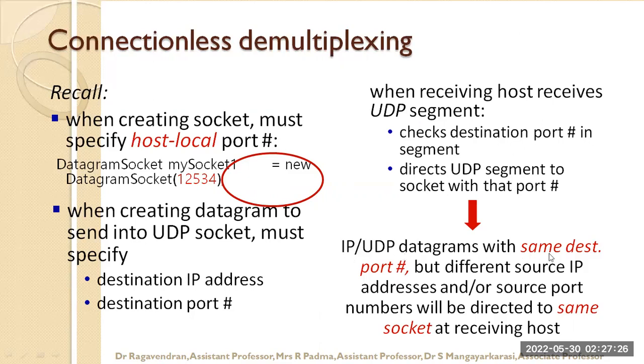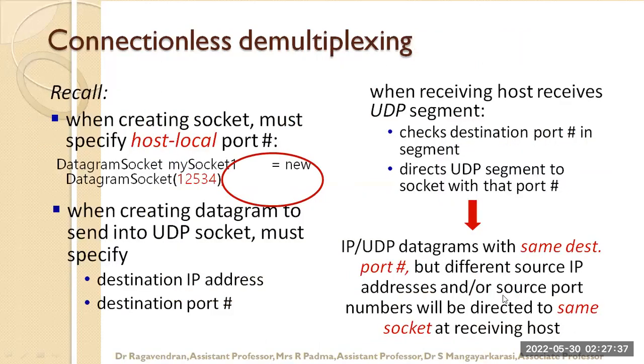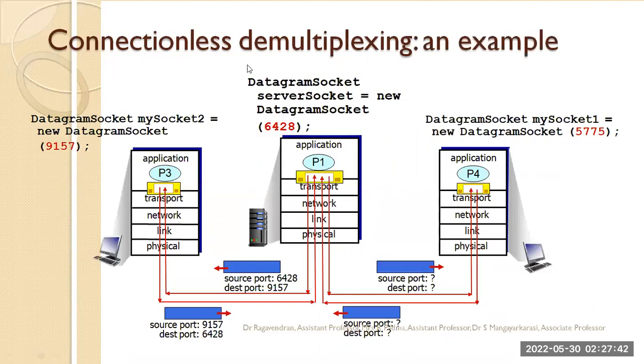IP and UDP datagrams with the same destination port address but different source IP addresses and/or source port numbers will be directed to the same socket at the receiving host. This is connectionless demultiplexing. For example, I am saying this.